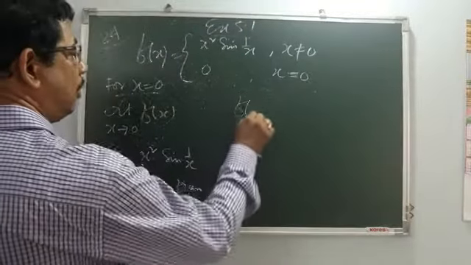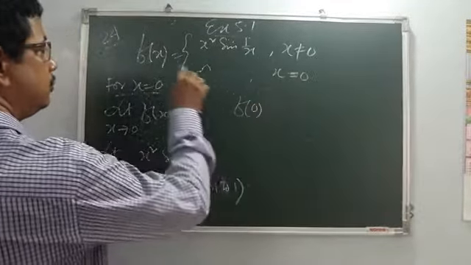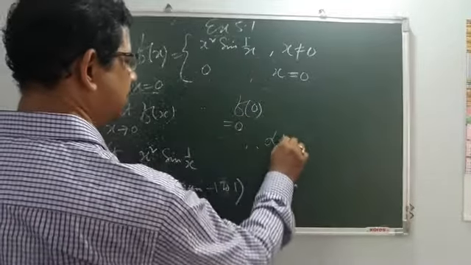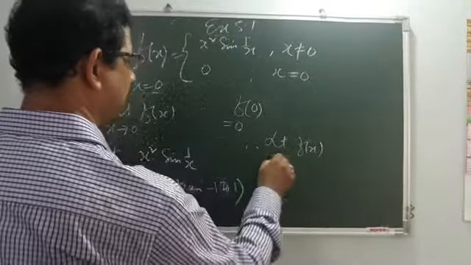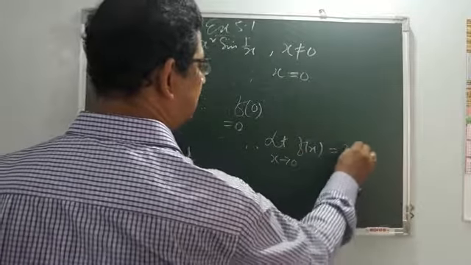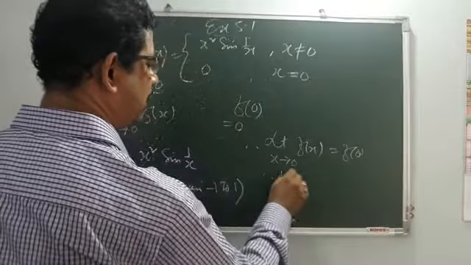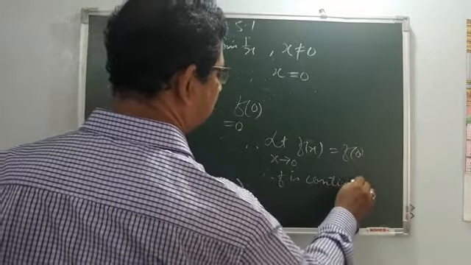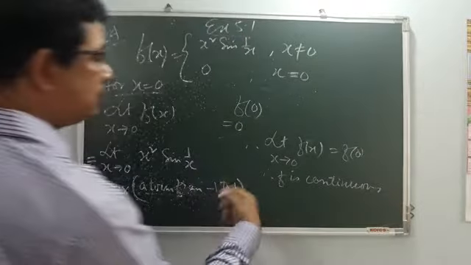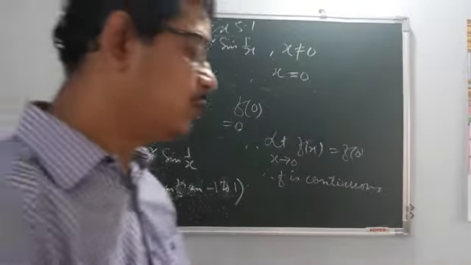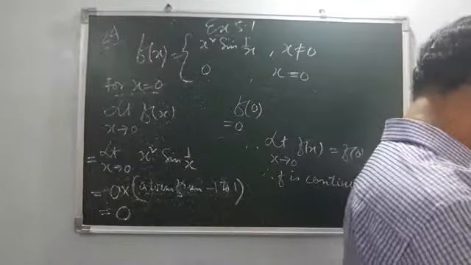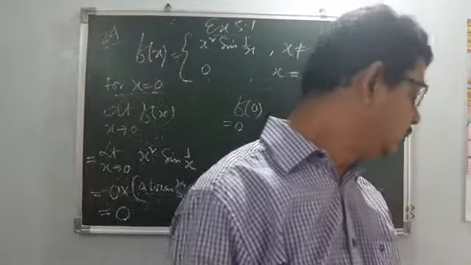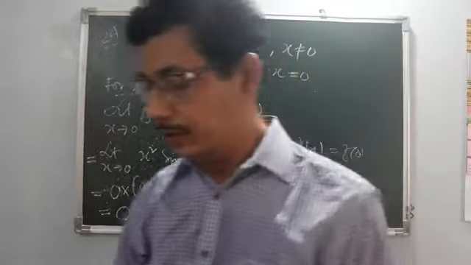Now, what about f(0)? When x equal to 0, f(x) is 0. So what we get? Therefore, limit f(x), x tends to 0 is equal to f(0). Therefore, f is continuous at x equal to 0, or we can say f(x) is a continuous function. So this is our question number 24. Now we will move to our question number 25.